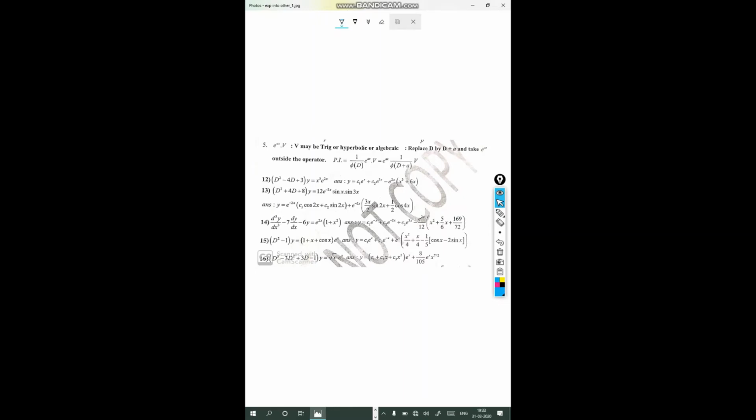We have already seen the methods for finding the particular solution of exponential function, trigonometric function, hyperbolic function, and algebraic function. Now we have combinations of these four only. The first combination is e raised to x into v. So this is the first combination, exponential function into any other function. So v can be trigonometric, hyperbolic, or algebraic.